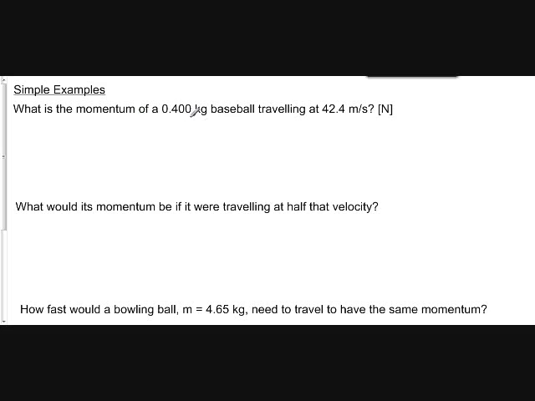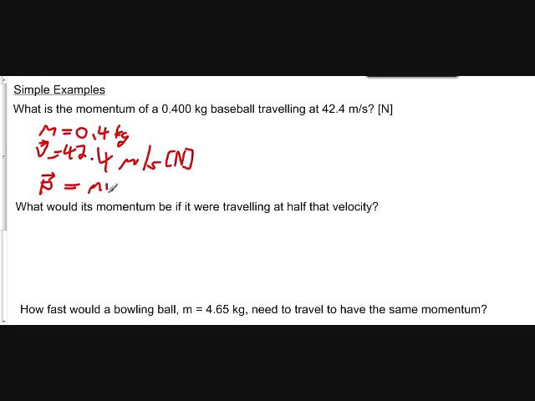So what is the momentum of a 0.400 kilogram baseball traveling at this speed here? So a pretty fast speed, this would be like a fastball being pitched. And I didn't bother looking it up, but this is around the mass of a baseball. And so we want to find the momentum, so of course we know the mass is 0.4 kilograms. We know the velocity is 42.4 meters per second north. All right, and we want the momentum, so that's just p. And again, the only expression we have momentum in is p equals mv.